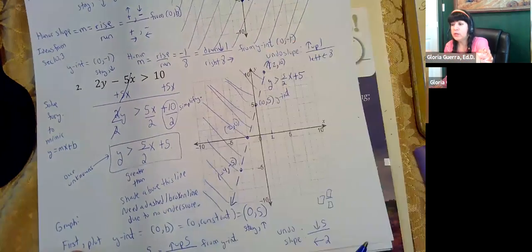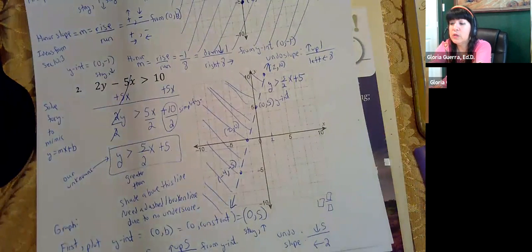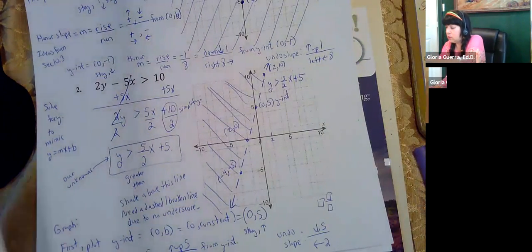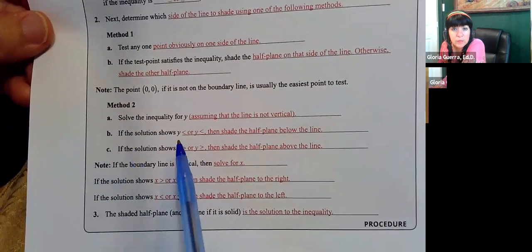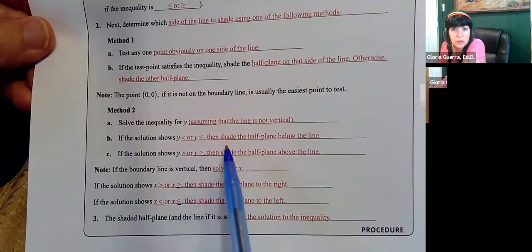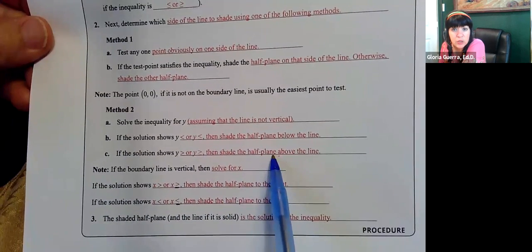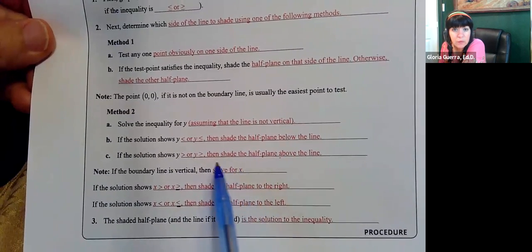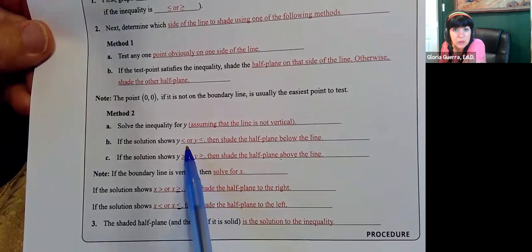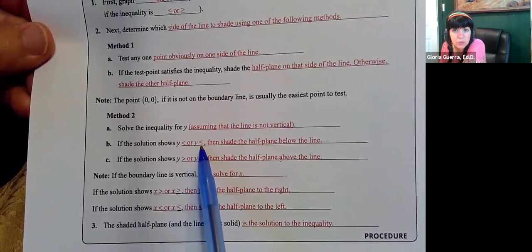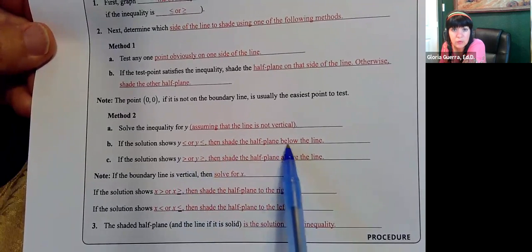And I can show you where that's at in your little notes there, because you are allowed to use the first sheet. So I can show you where it says that. See right here on method 2, this part right here. So you see that here it says above the line, shade above the line. If you have greater than or greater than or equal to. Whereas if you have less than or equal to, you shade below the line. That's where I'm getting that from.